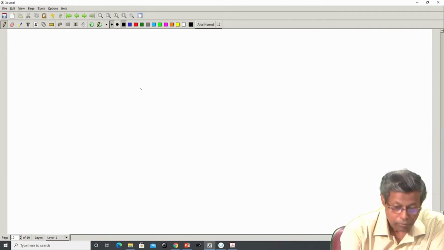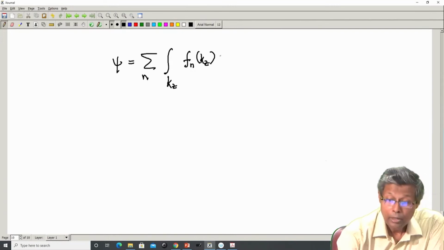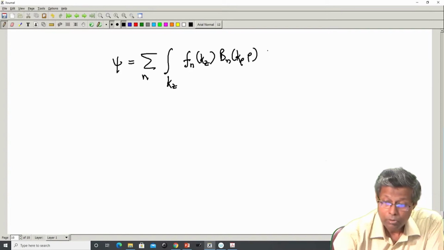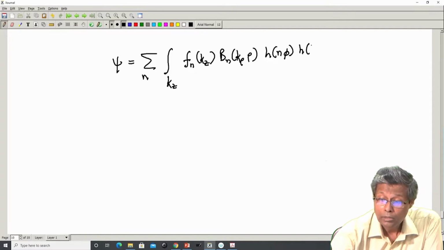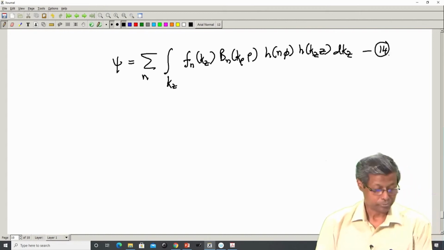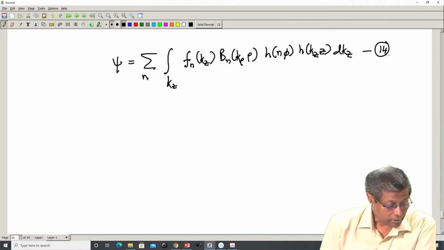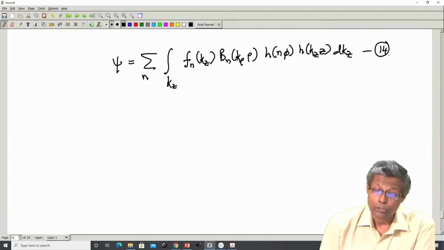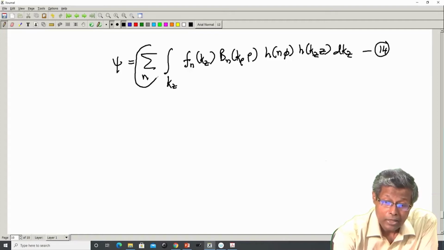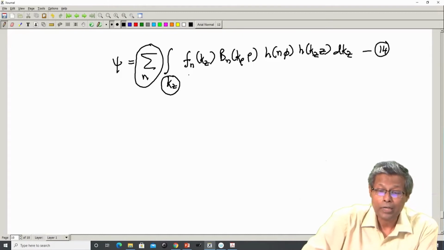So, now we can write the possible solution to the Helmholtz equation as a summation over n, integral over kz of fn(kz) bn(k rho rho) h n phi h kz z dkz. This is equation 14. So, these can also be possible solutions to the Helmholtz equation, and here we integrate over the separation constants. Because n is discrete, we retain the summation over n and express the summation over kz in terms of the integral over kz.